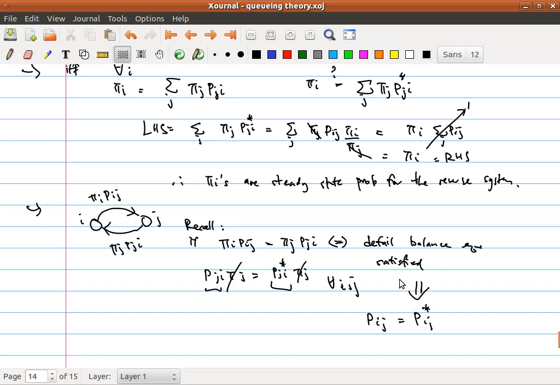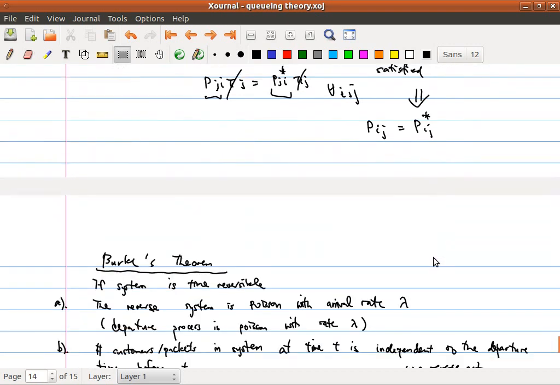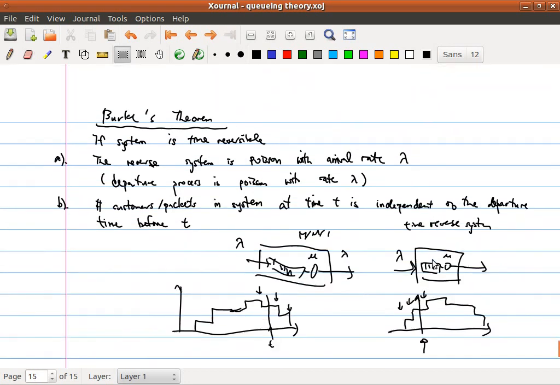Now, what I'm going to do is show a rather interesting theorem known as Burke's theorem. It can be easily derived from what we have discussed just now, about using properties of the time reverse system and the time reversible idea.